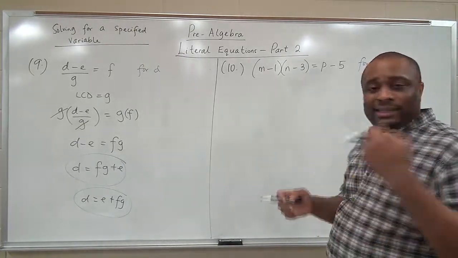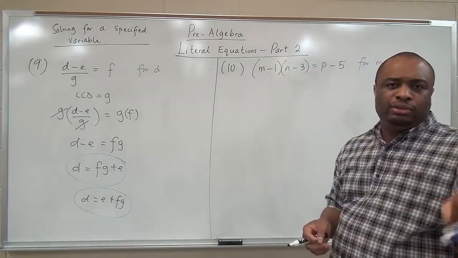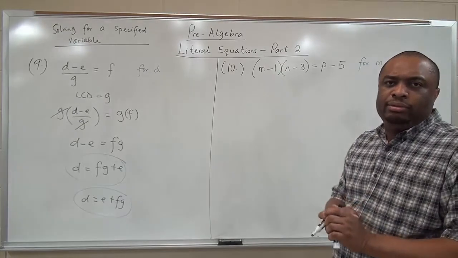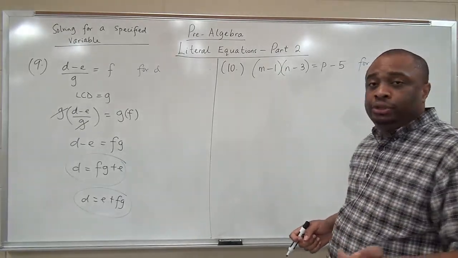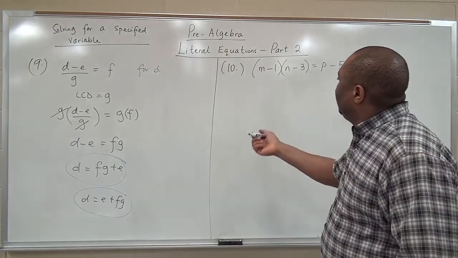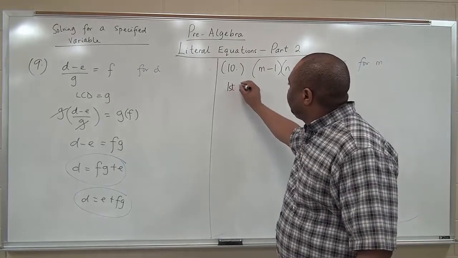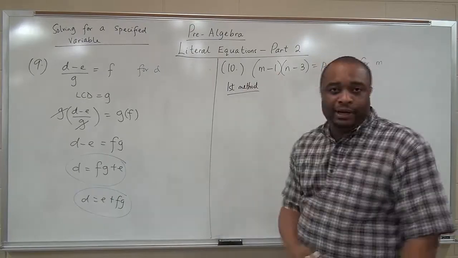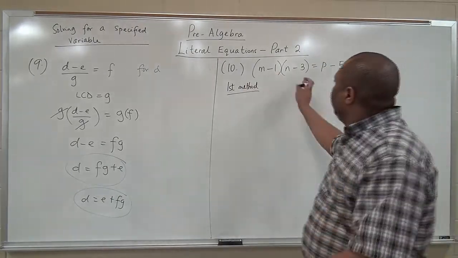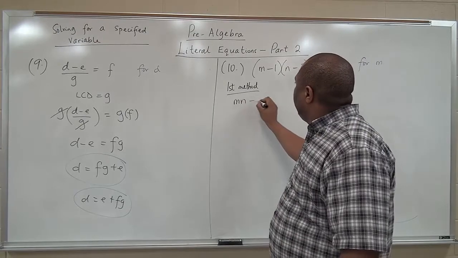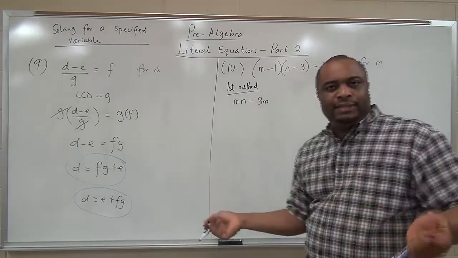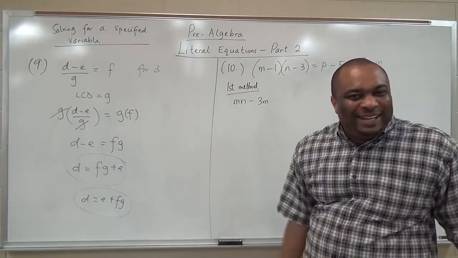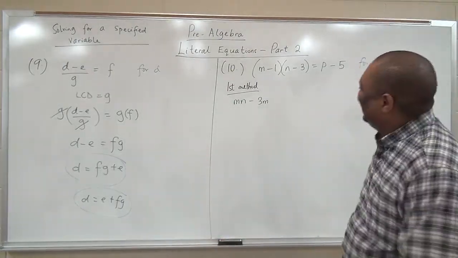So that, I think that's an easier way. But we will do the two ways, and whichever way you like, you can choose. If we use the first method, we can use FOIL to multiply the binomials first. If we do that, we have mn minus 3m. That reminds me, please view the videos on binomials. There are so many prerequisite videos, right?